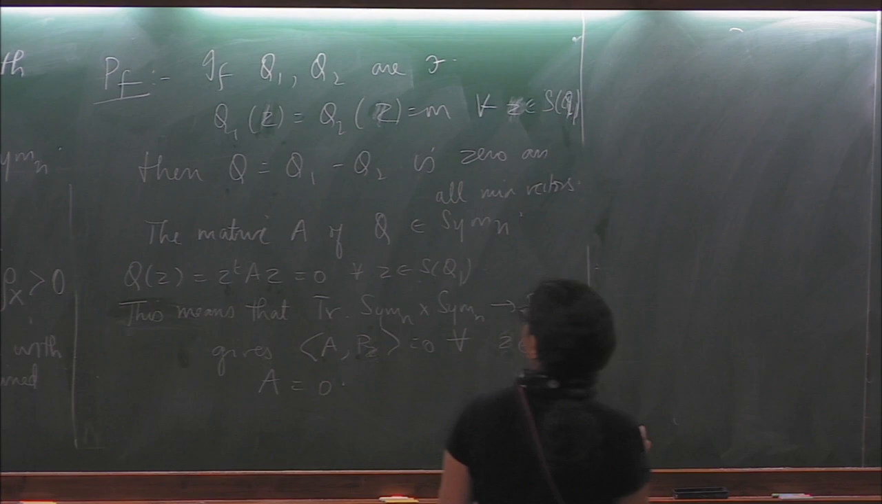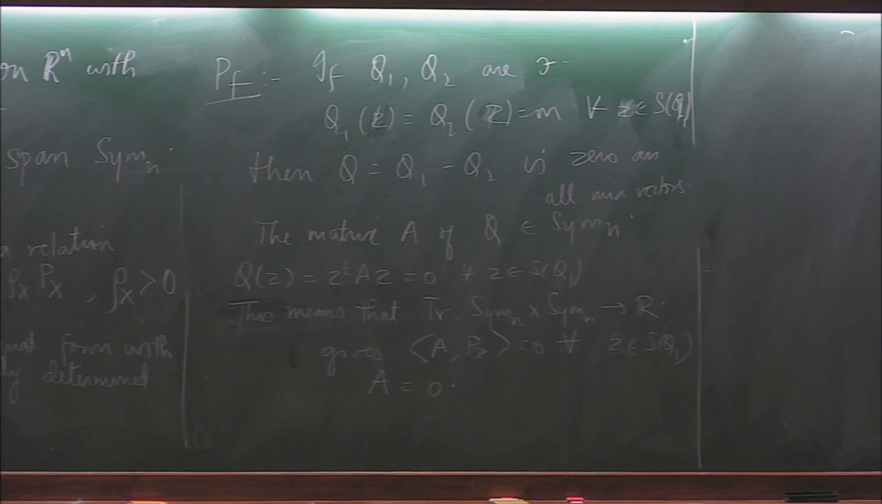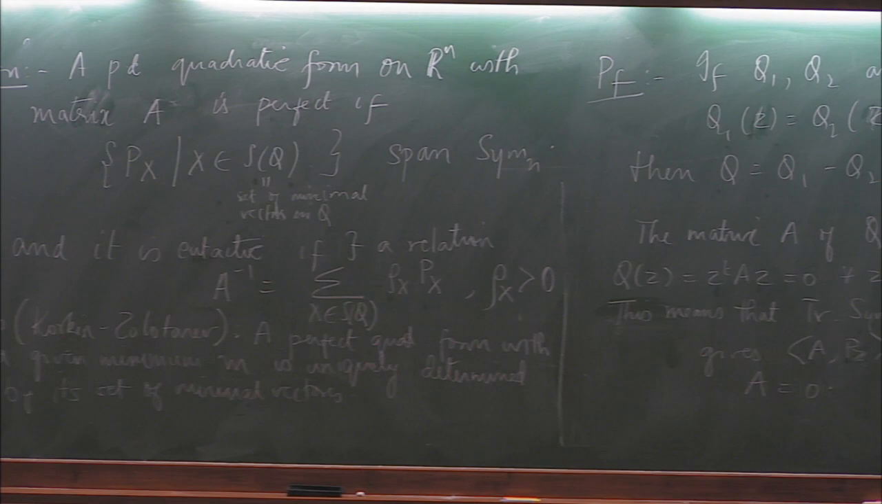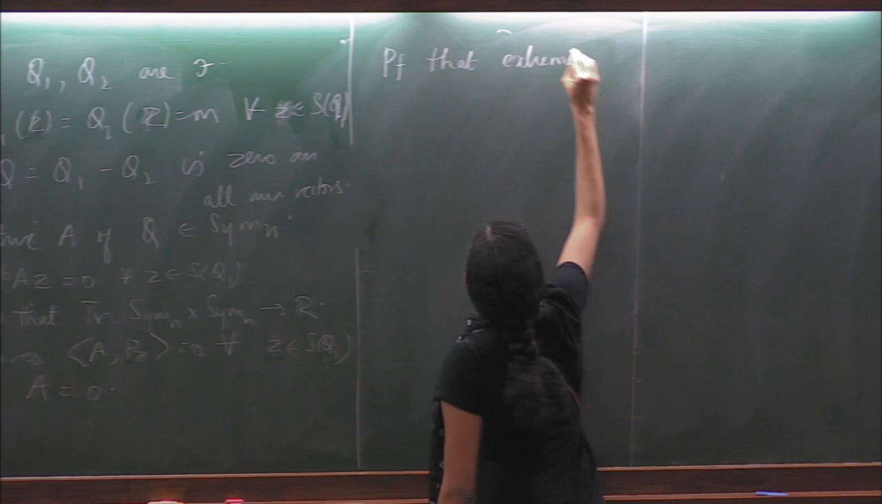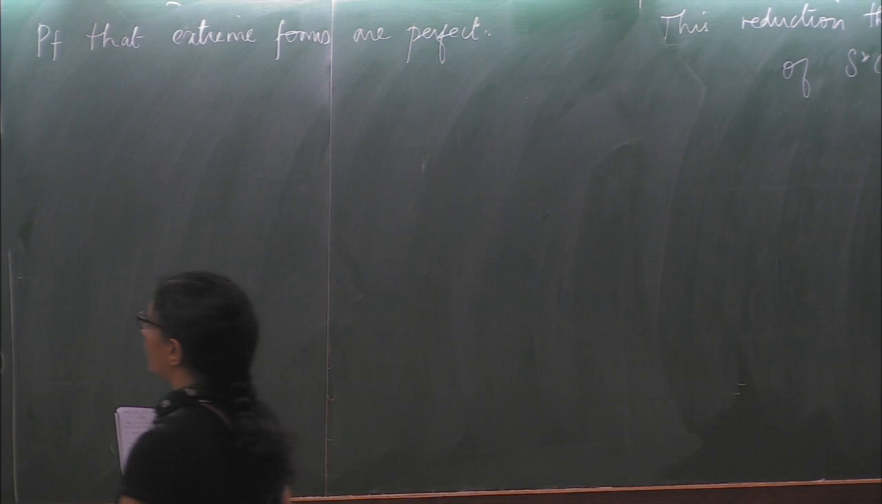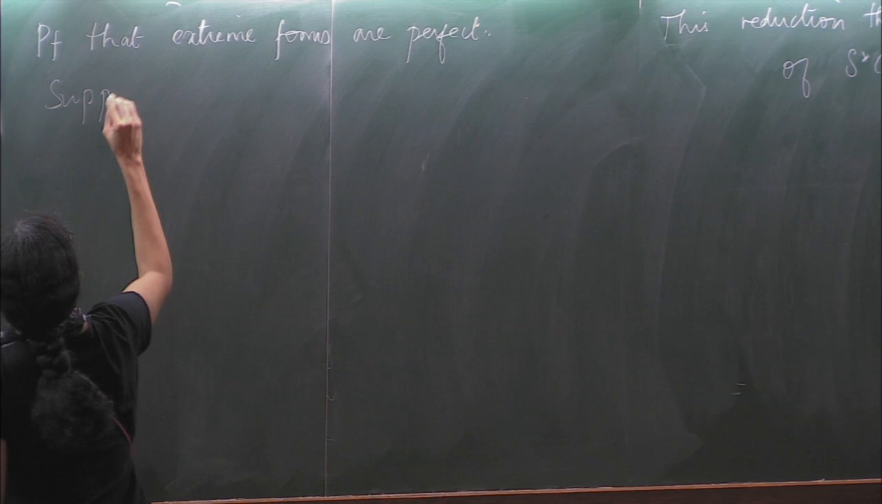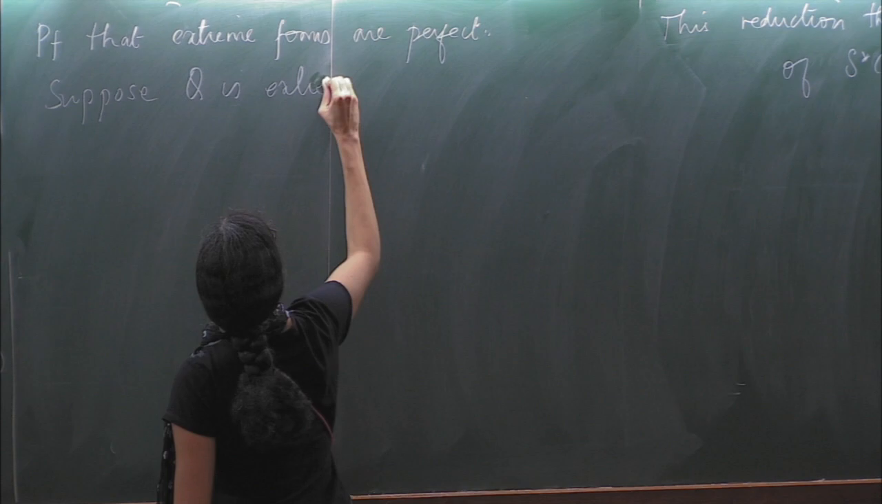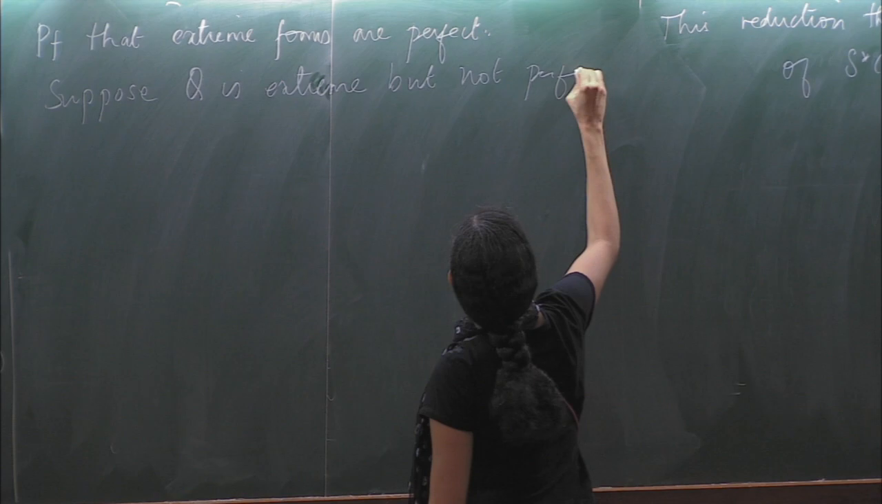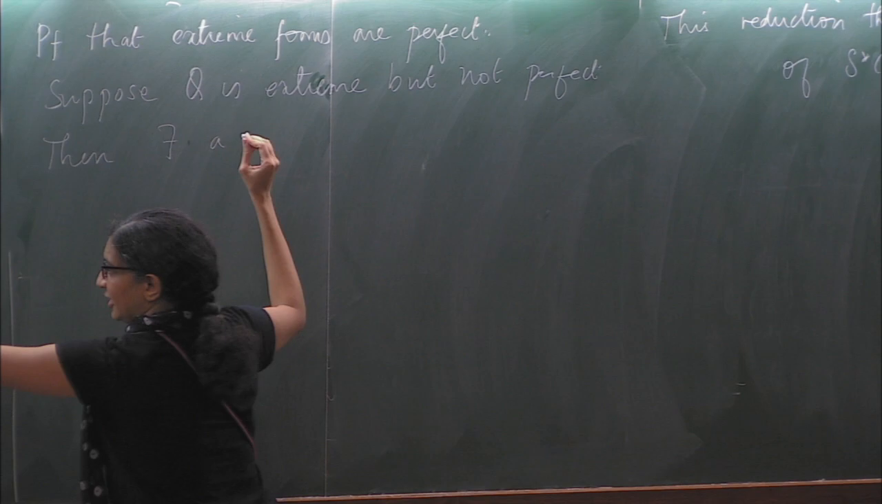So this is the theorem of Voronoi. The only proof that I will be able to give you today is that extreme forms are perfect. It is not a difficult proof. So I'll just give the proof of that equivalence, that direction. So proof that, suppose Q is extreme but not perfect, then there exists, essentially what we did here, a non-zero symmetric matrix.